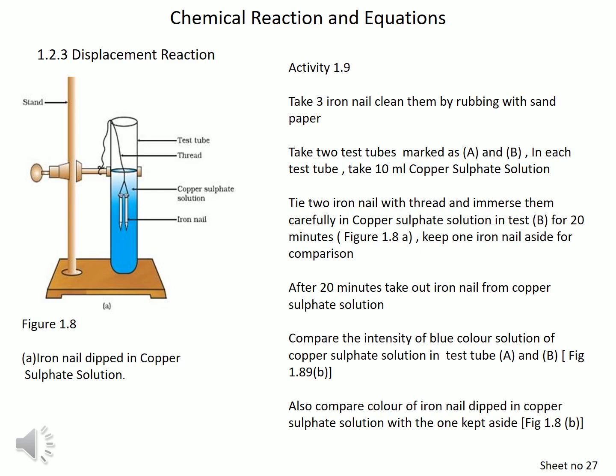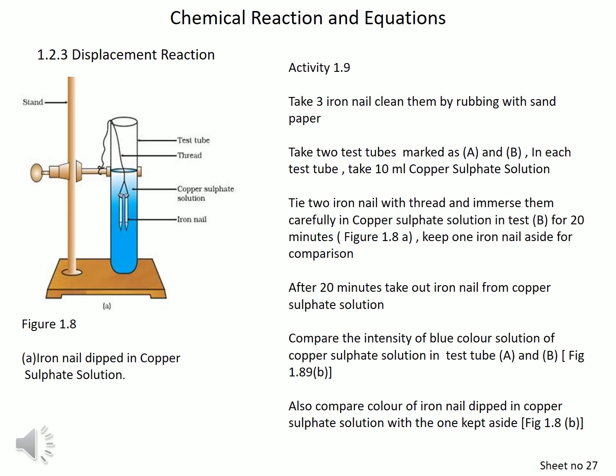Activity 1.9. Take three iron nails, clean them by rubbing with sandpaper properly. So what we have to do: three nails we have to take, and rub them with the sandpaper so that there is no foreign material deposited on the nail and we can observe the reaction very easily. Take two test tubes marked A and B. In each test tube take 10 ml of copper sulfate solution. This is simple.